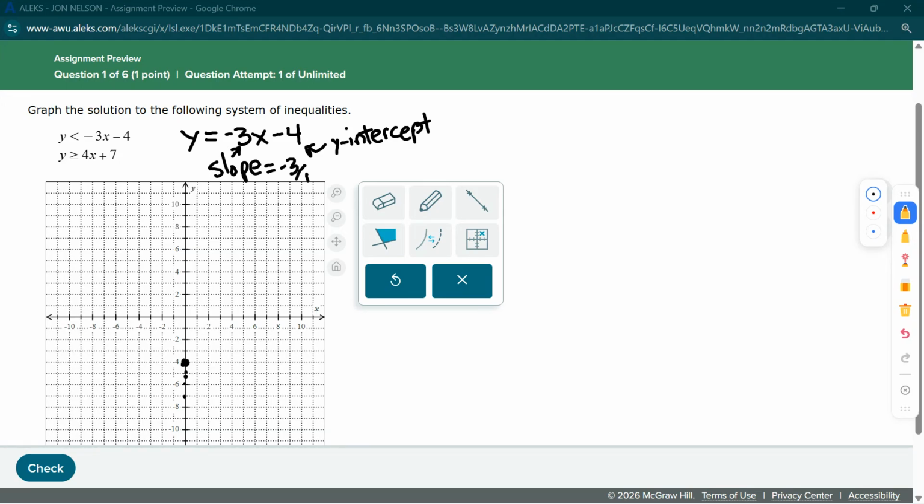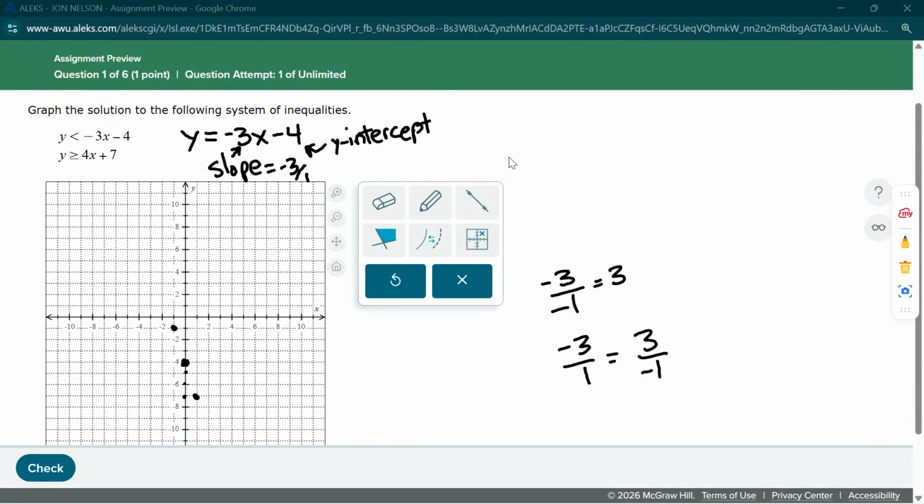That's down, which is negative 3, and then I got to make it positive 1. Otherwise, I would have negative 3 over negative 1. If I went down 3 back 1, I'd end up with a positive 3 slope. I want one of them to be negative and one of them to be positive. So I go down 3, right 1, or I could go up 3 and back 1. So if I went up 3, 1, 2, 3, back 1, notice how that's going to be on that same line right there. So you have flexibility in doing this stuff.